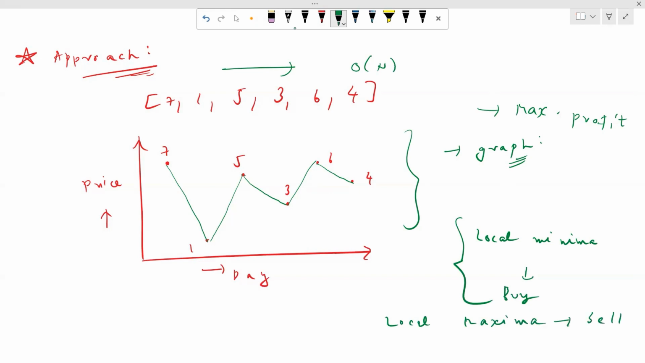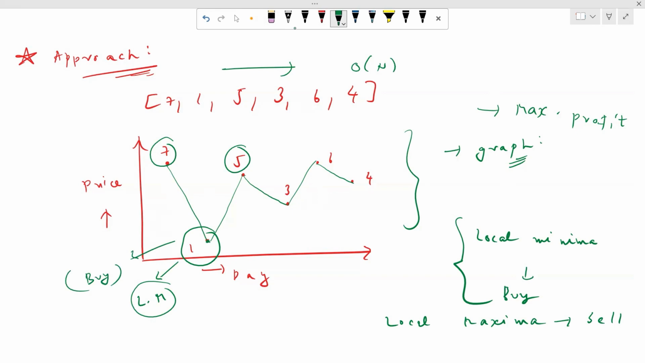Now, since 7 is the local maxima, this one is our local minima. Why is this our local minimum? Because it lies between two maximum values: the left value, which is 7, is greater than the 1, and the right value is also greater than the 1. So it's our local minimum, right? So we'll directly buy the stock on day one.